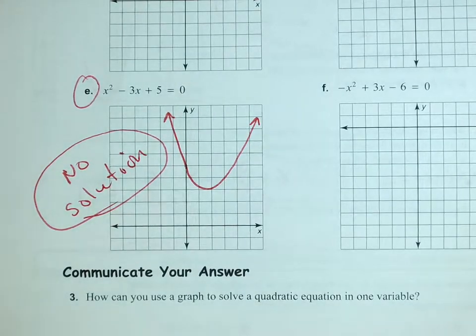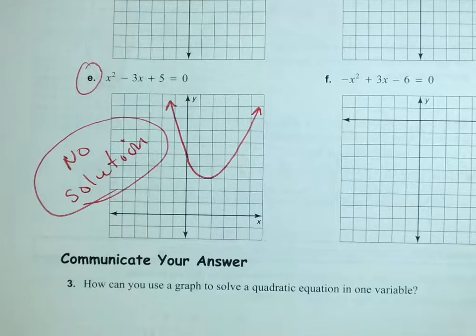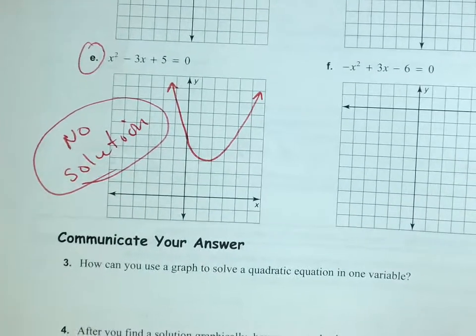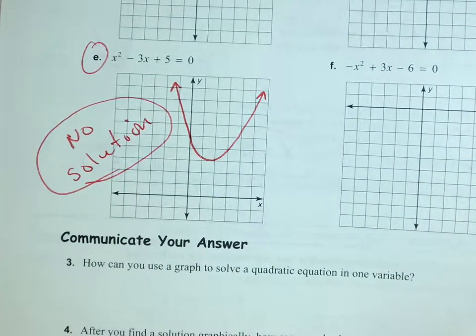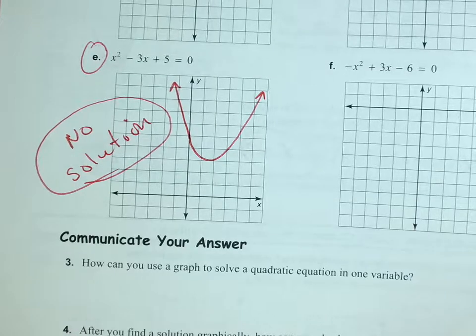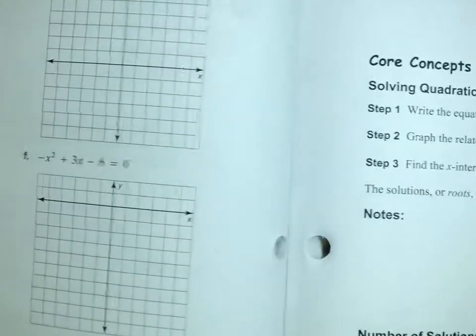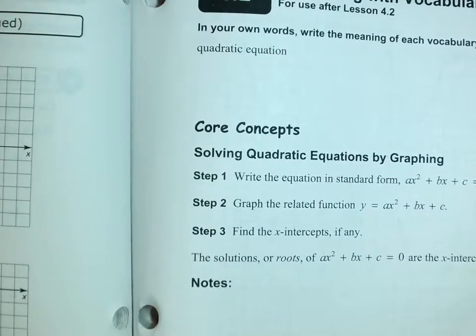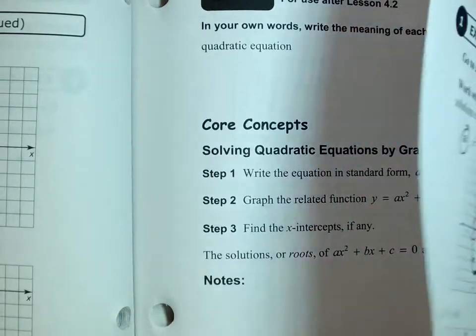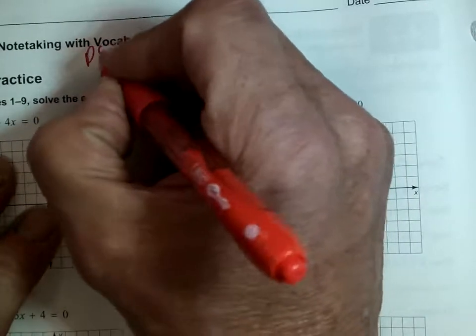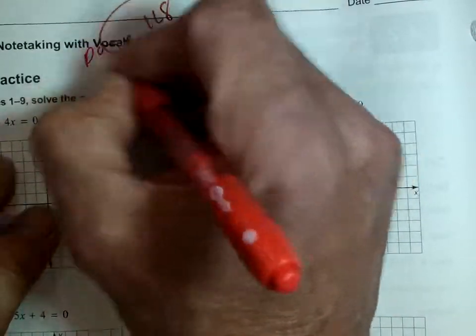So if it doesn't factor, you might want to look at it and see what's going on. If it factors, you can go boom, boom, and get your answer. So let's move on. Let's turn your page again to page 118. Page 118.